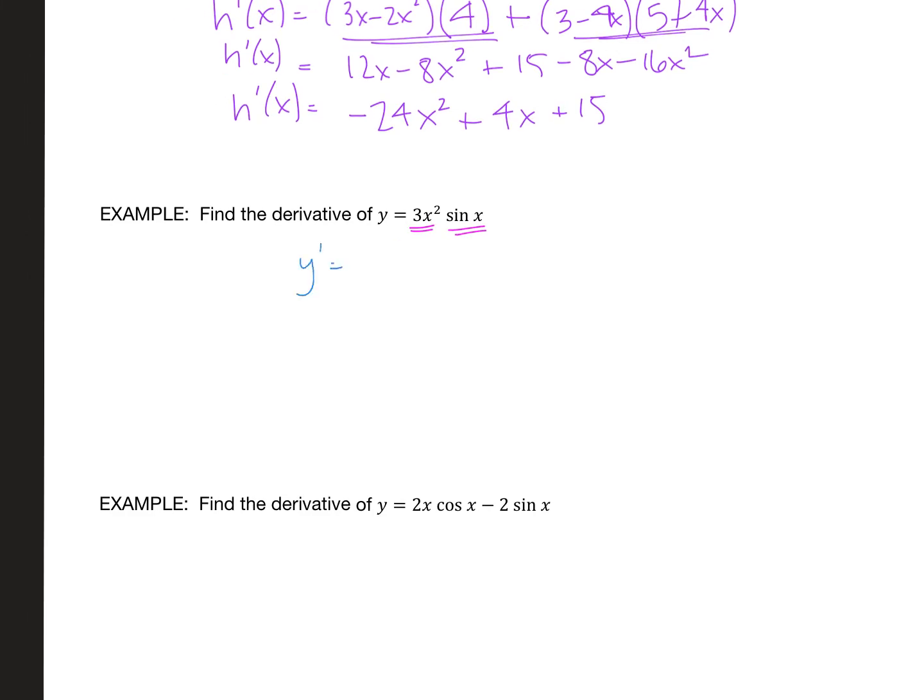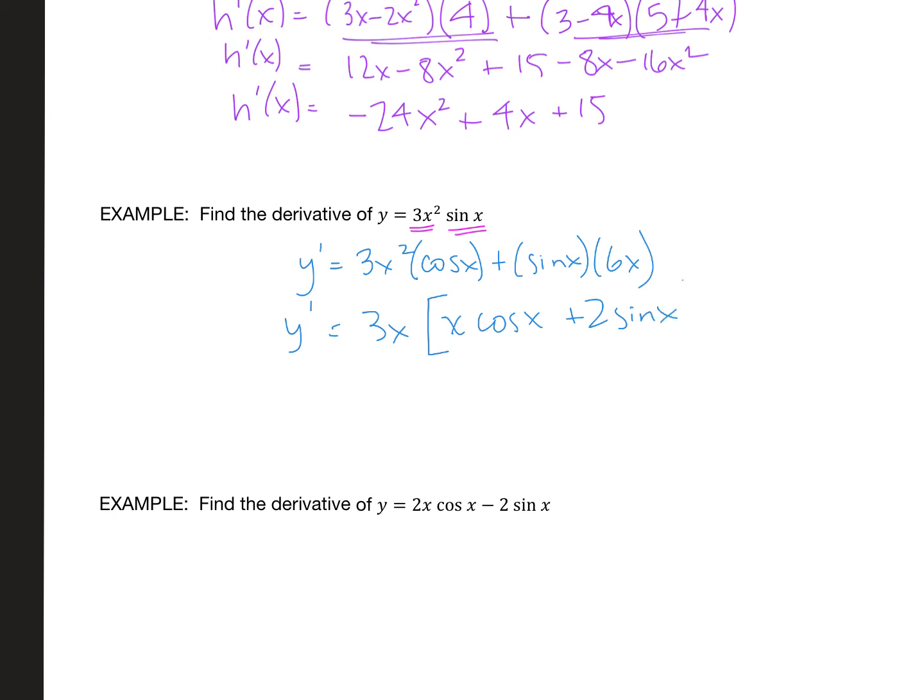So for this one, here we go. The derivative is the first times the derivative of the second plus the second times the derivative of the first. All right, let's see. Is there anything I can factor out of these two terms? Yes, there is. I can factor a 3x out of both, which leaves me with x cosine x plus 2, I missed a 2 sine x. And that can be parentheses or brackets as long as it's a grouping symbol. Okay, now scooting up.